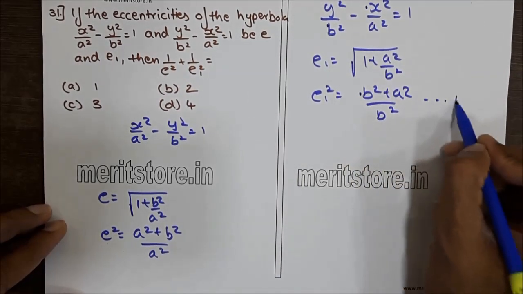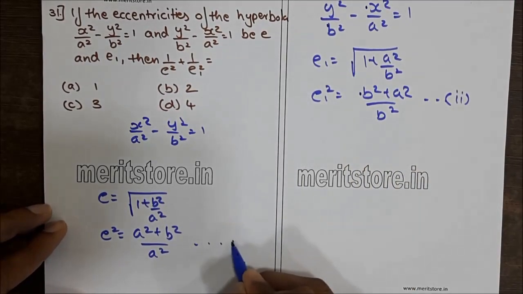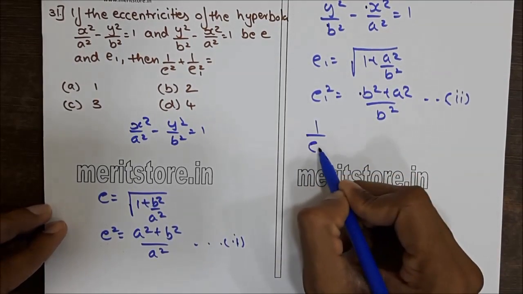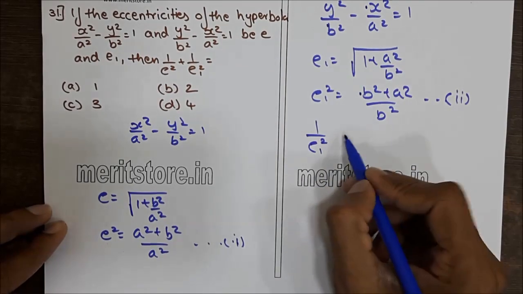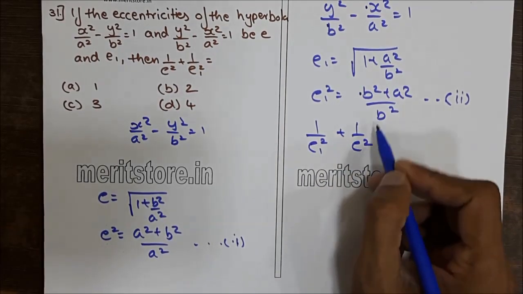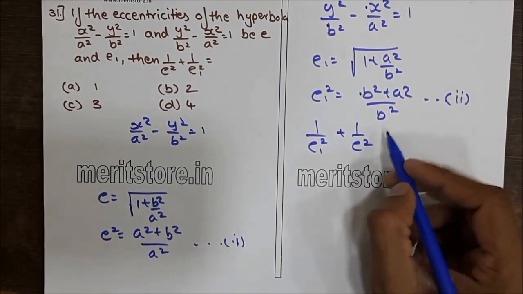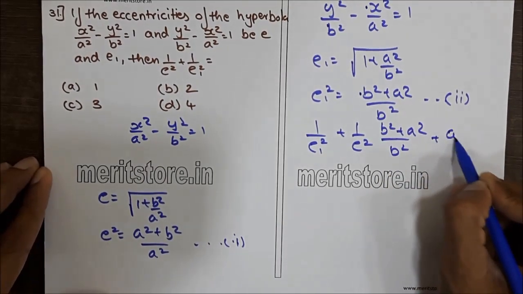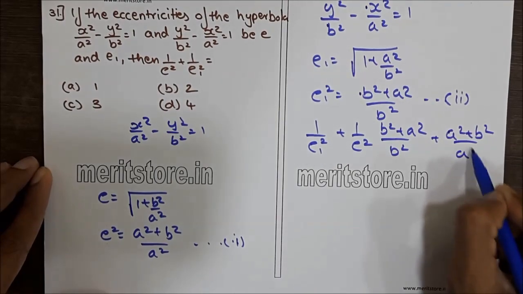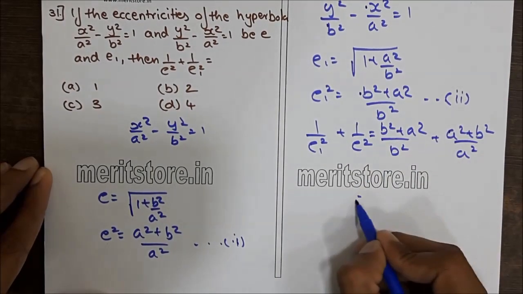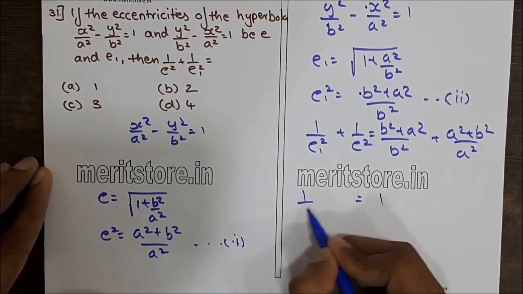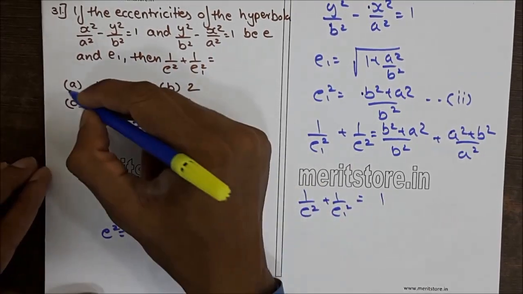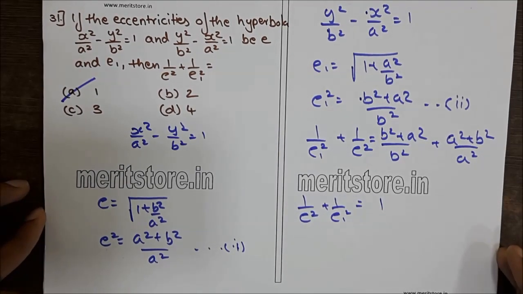Let this be equation number 2 and let this be equation number 1. From 1 and 2 we get 1 by E1 square plus 1 by E square. Solving this, when we substitute the values, we get b square upon a square plus b square, plus a square upon a square plus b square. Solving this further, we get 1. Therefore 1 upon E square plus 1 upon E1 square is equal to 1, which is our option A. Therefore option A is the correct answer.